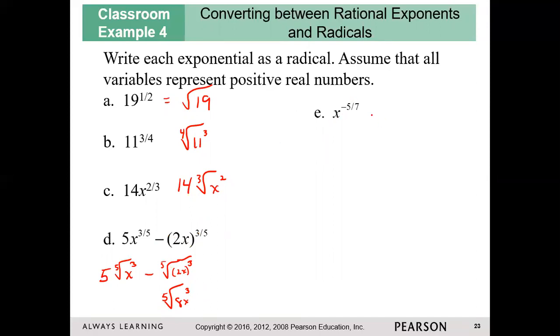And then last but not least, since this is negative, we have 1 over. This will be the 7th root of x to the 5th. And as you get comfortable with these, you'll be able to bang these out pretty quick as well. Just remember, the denominator is your index, the numerator is the power. That's the best way to try and remember these. Just write a bunch of these down and practice it a few times. You'll get the hang of it pretty quick.